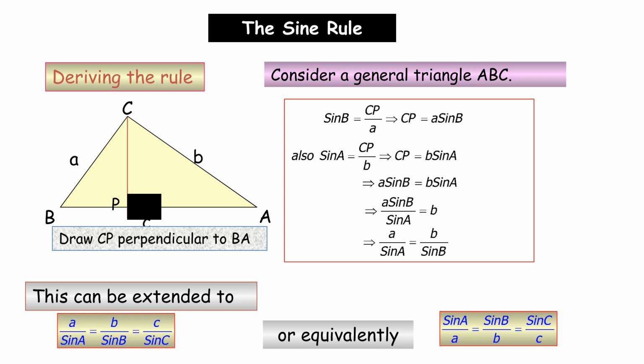The sine rule can be derived by considering a general triangle ABC and finding expressions for the perpendicular height CP. This derivation shows that the ratios of a side to the sine of its opposite angle are equal, leading to the two equivalent forms of the sine rule.